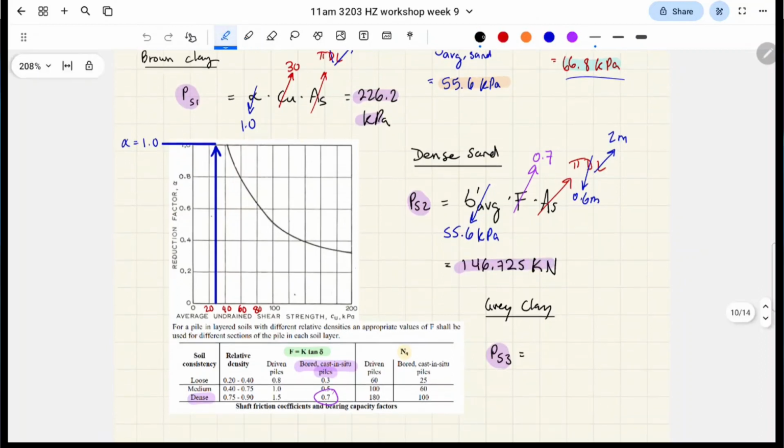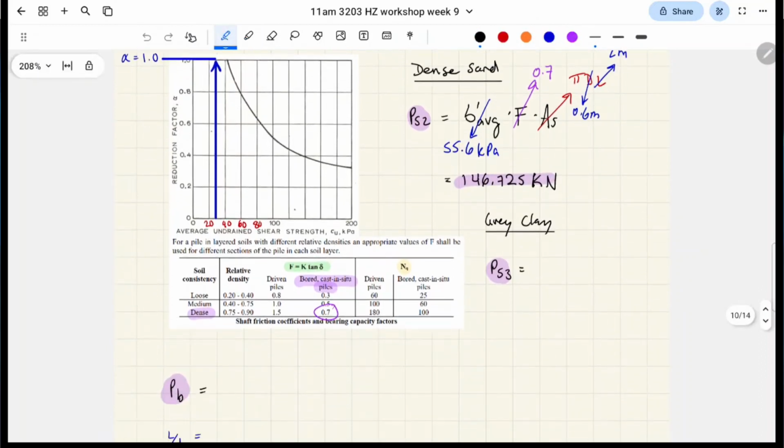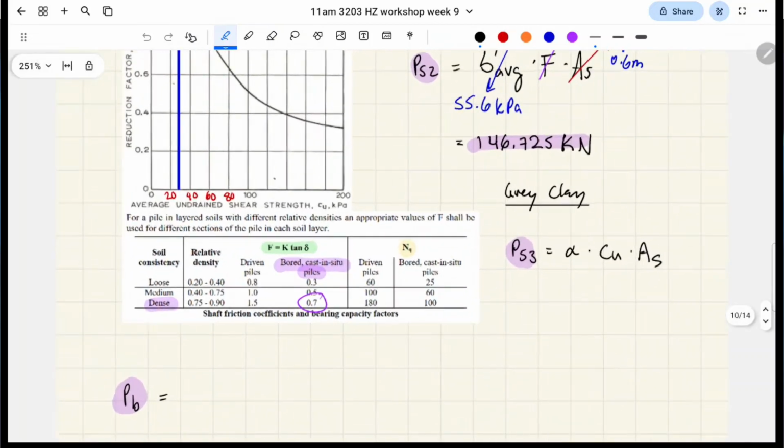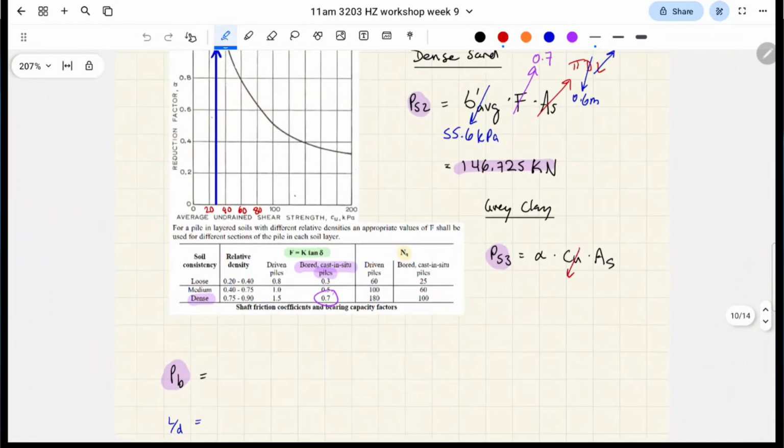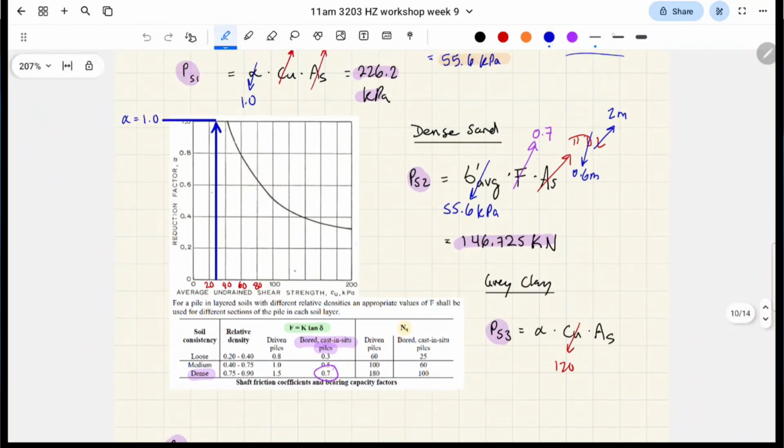Cool. Moving on to our grey clay layer. So again, this is to do with alpha and Cu and As. We're still talking about the shaft component, but this is at the bottom clay layer. Cu for this one was much larger, so instead of 30, it was 120. Okay, we go to the graph. 120 sits over here, bounces off. What do you reckon that number is, guys? 0.45, sure.